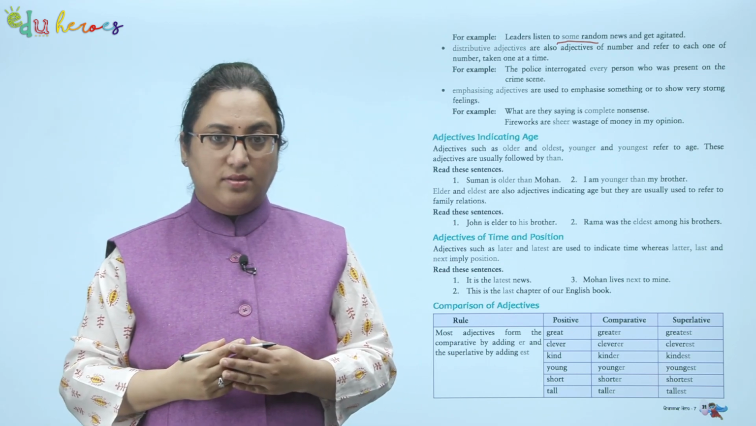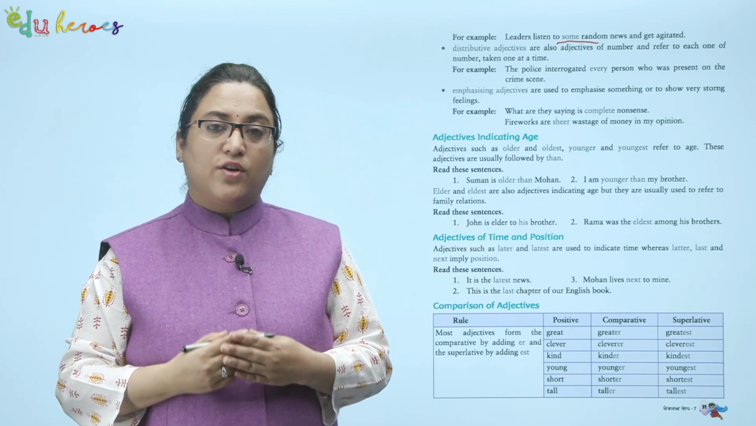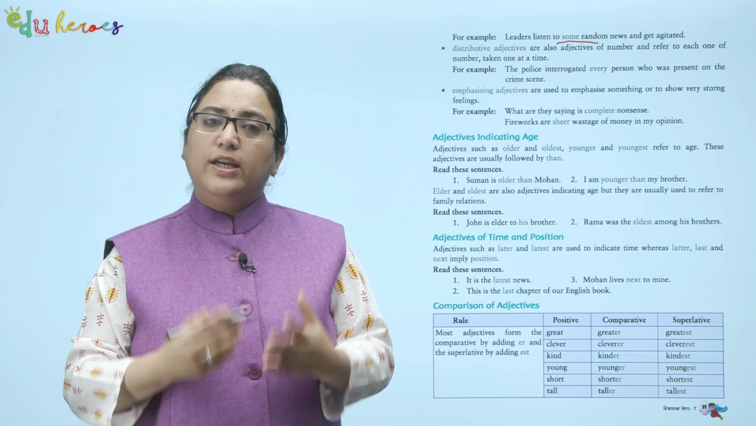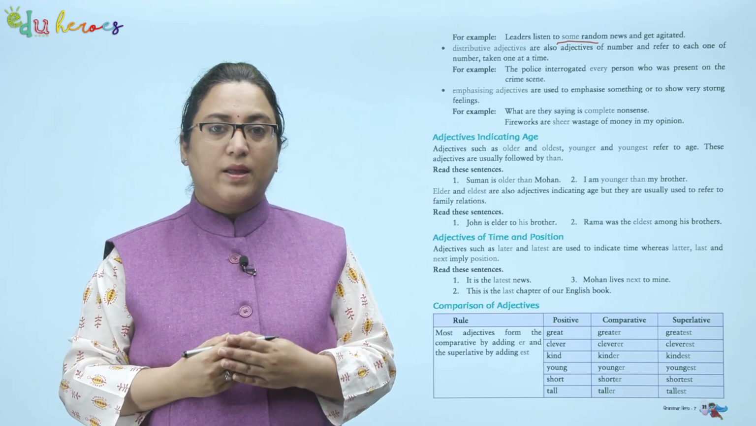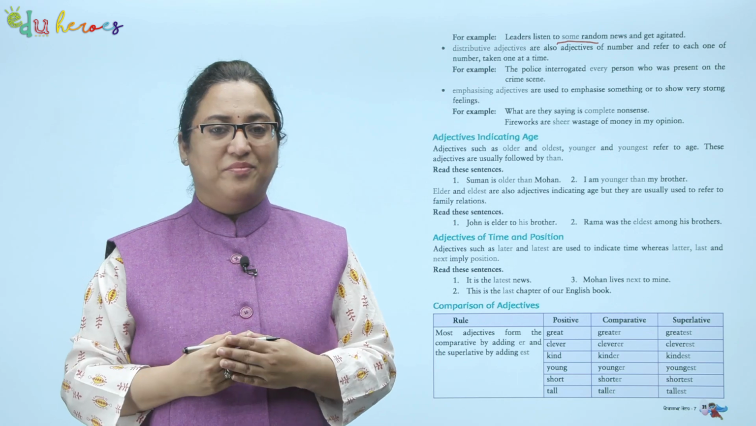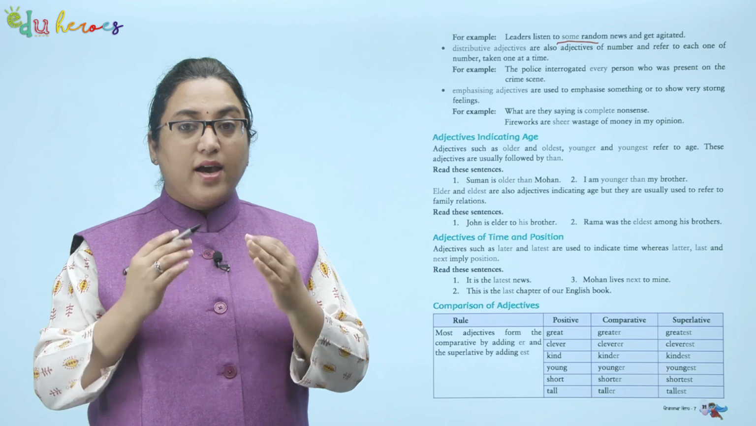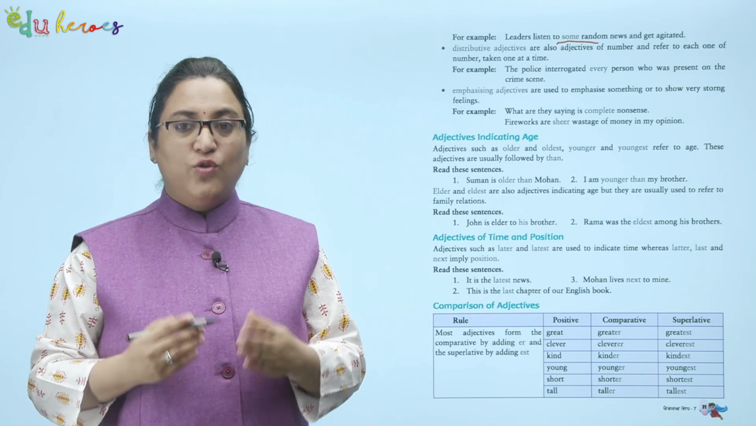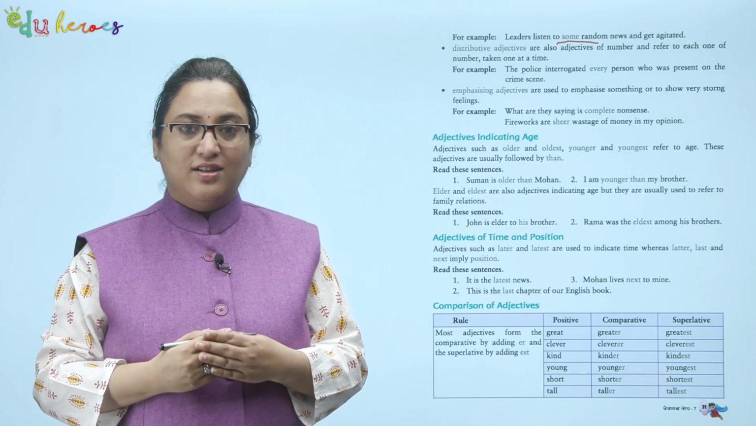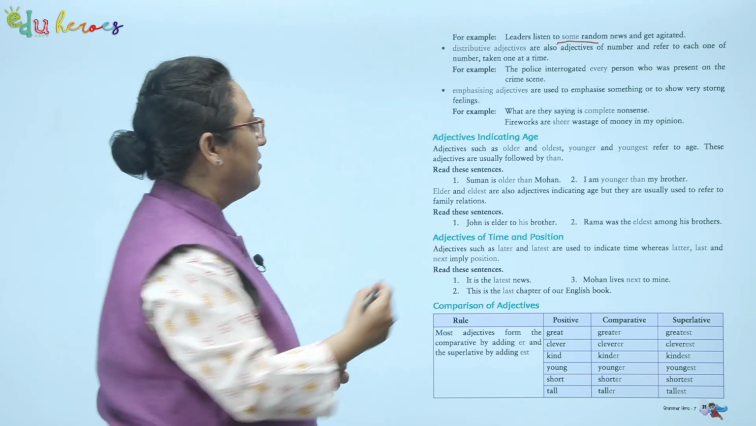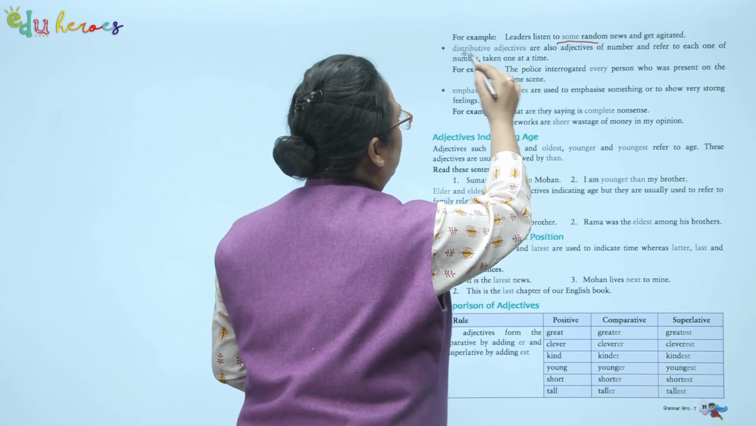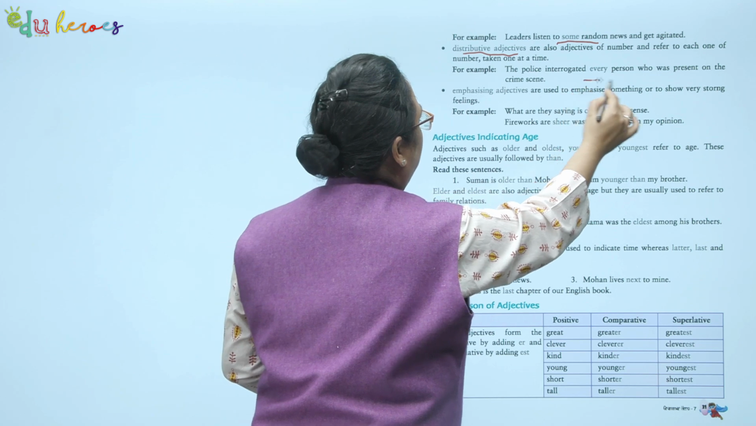Distributive adjectives. They are also adjectives of number and refer to each one of number, taken one at a time. For example, the police interrogated every person who was present on the crime scene. So here, the distributive adjective is every.